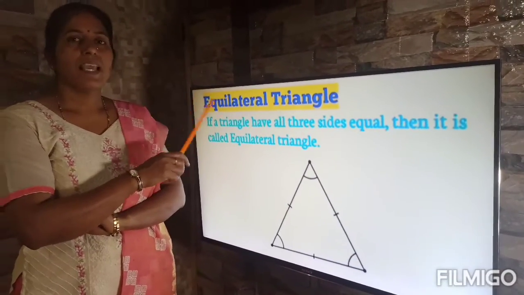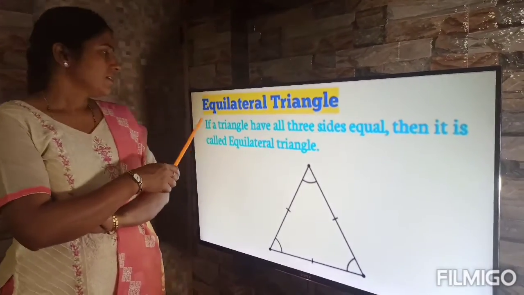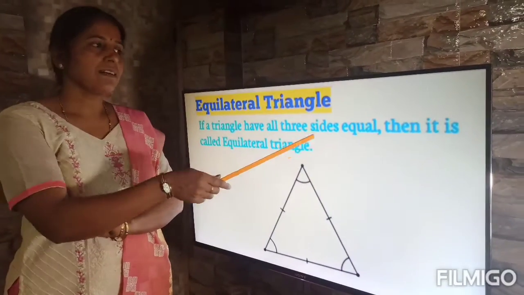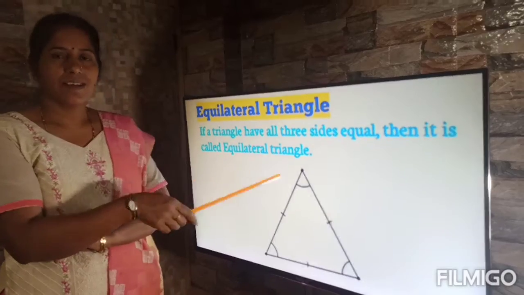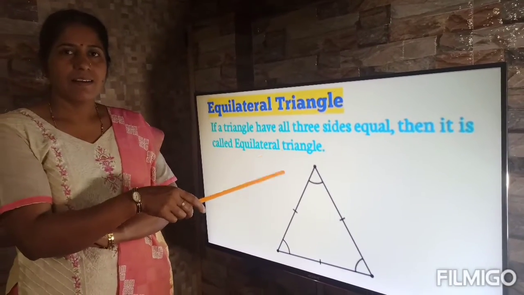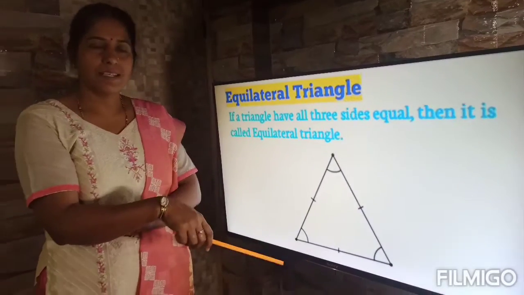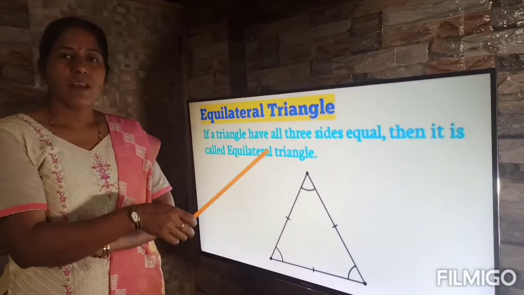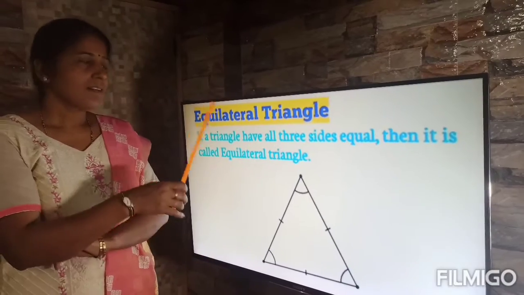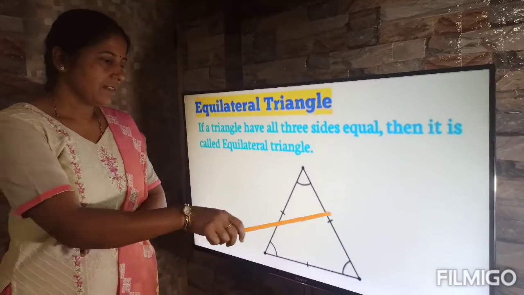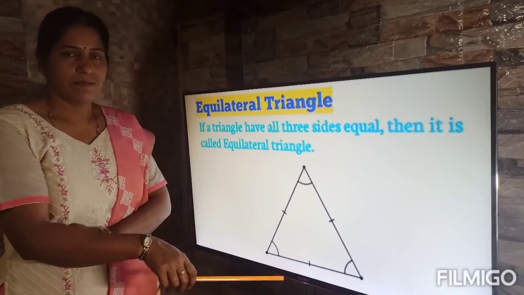First one is equilateral triangle. If a triangle has all 3 sides equal, then it is called an equilateral triangle. Equilateral: equi means equal, lateral means sides. The 3 sides are equal in this triangle, so it is called an equilateral triangle. This is the symbol of equal.